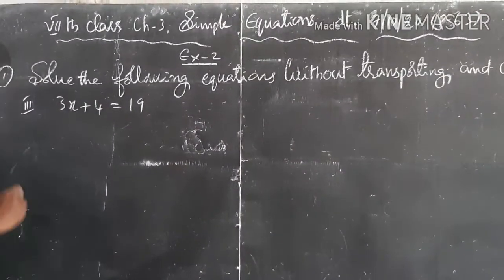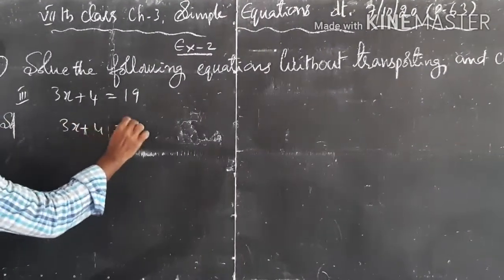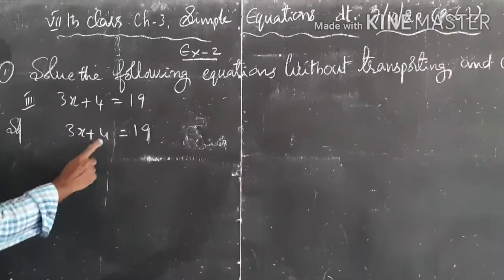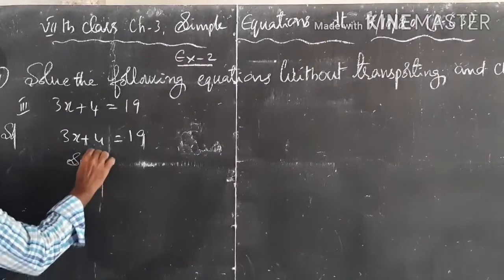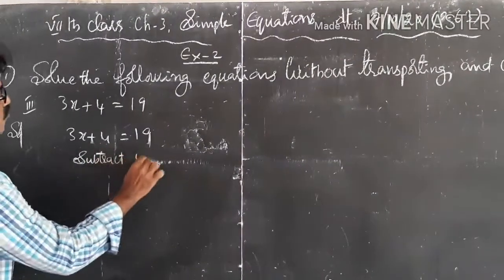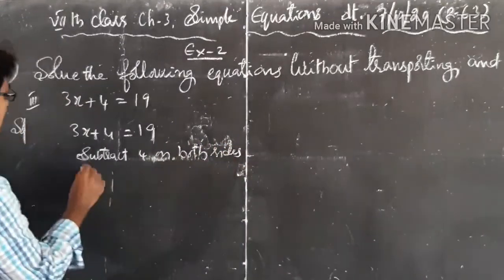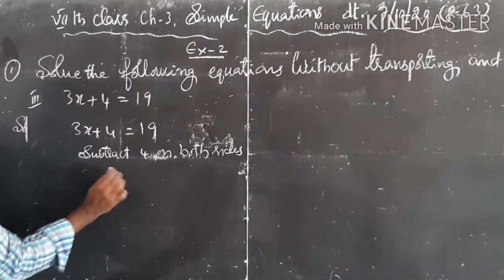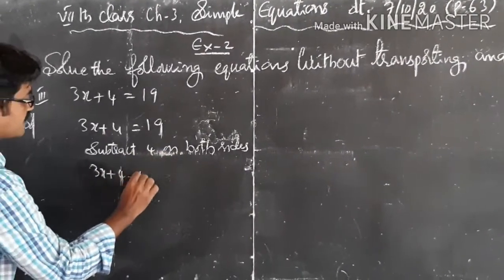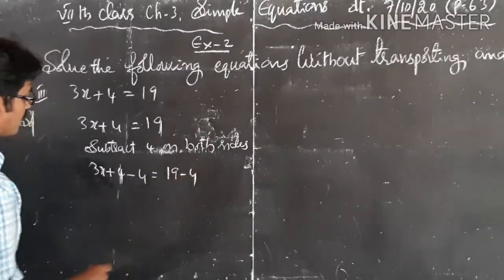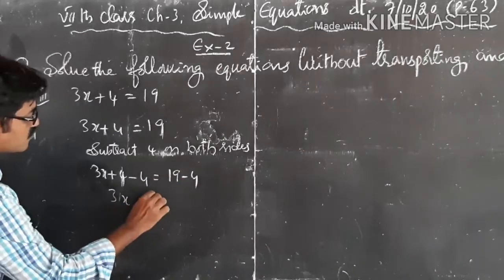Two sums I told you already. Third sum, let us see how to do this. 3x plus 4 is equal to 19. Since 4 is there, subtract 4 on both sides. Subtract means minus. 3x plus 4 minus 4, and 19 minus 4. 4 minus 4 is 0, so 3x is equal to 19 minus 4, which is 15.